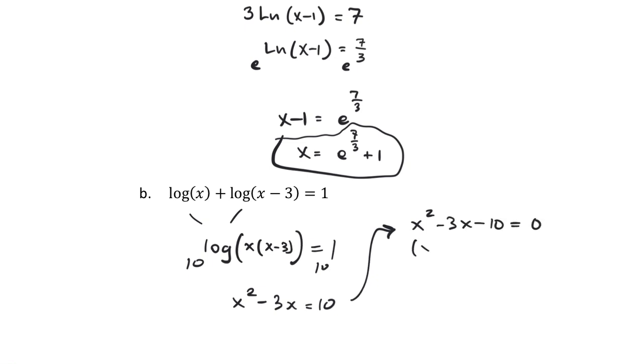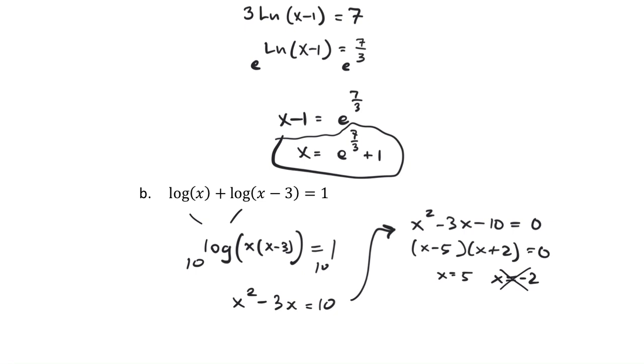And we can factor this into x minus 5 and x plus 2. So we have x equals 5 or x equals negative 2. Now, remember with logarithms, the value inside a logarithm can't be negative. So if I plug negative 2 in here, log of negative 2 is undefined. So x equals negative 2 is called an extraneous solution.